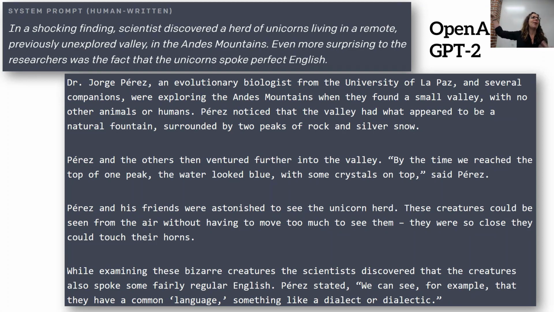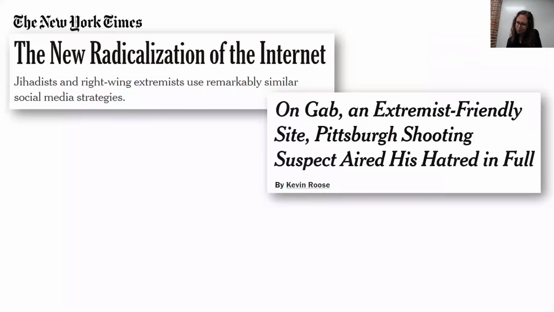This is very compelling prose to have been written by a computer. And so it's something that I think we need to be concerned about, this capability and how it can be used for disinformation.